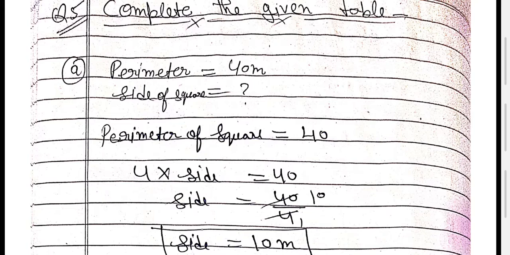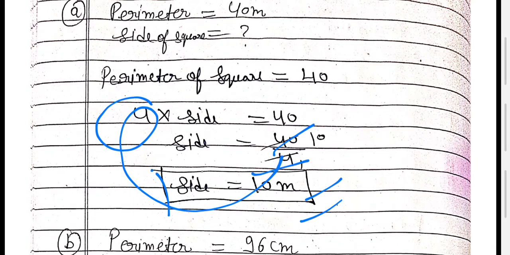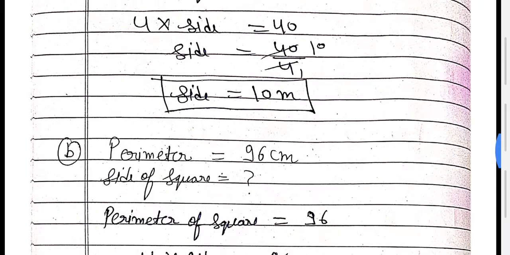So in place of perimeter of square, you have to write this value: 4 into side is equal to 40. When this 4 comes to this side, it becomes divide. When you divide, it becomes 10. So what is the value of side? It is 10 meter. Now come on to the second one.